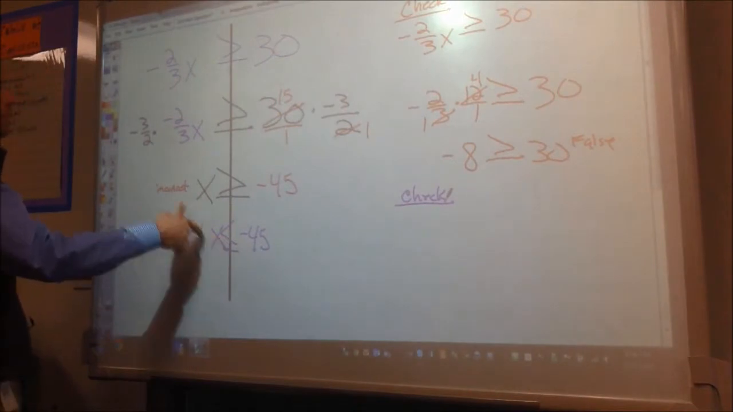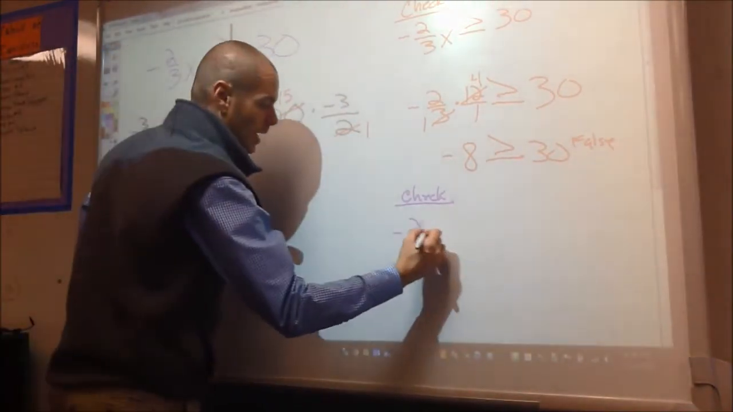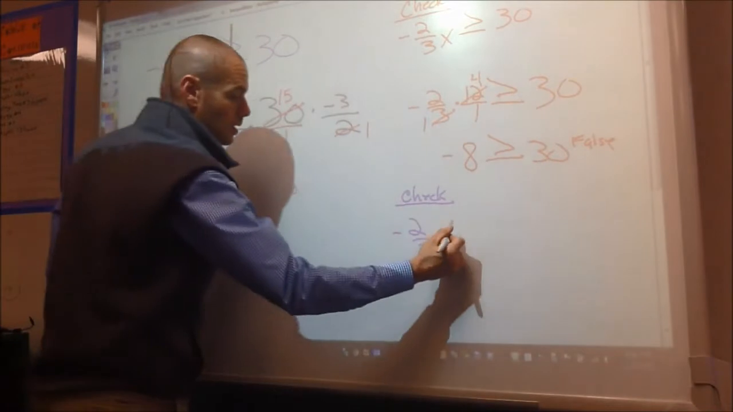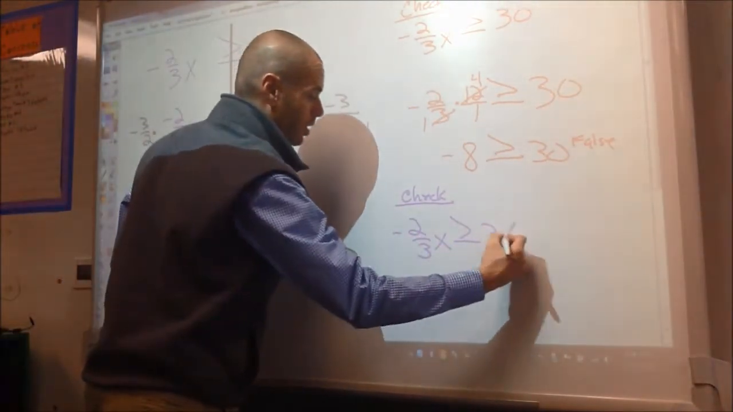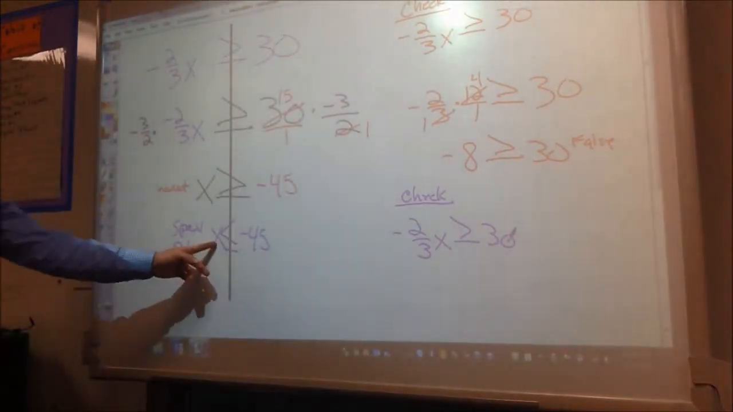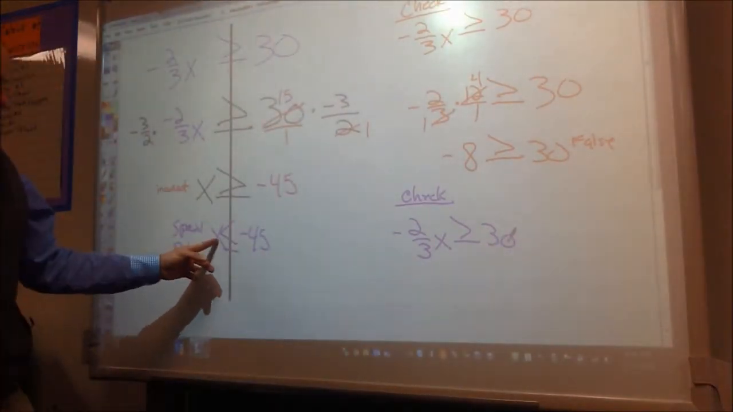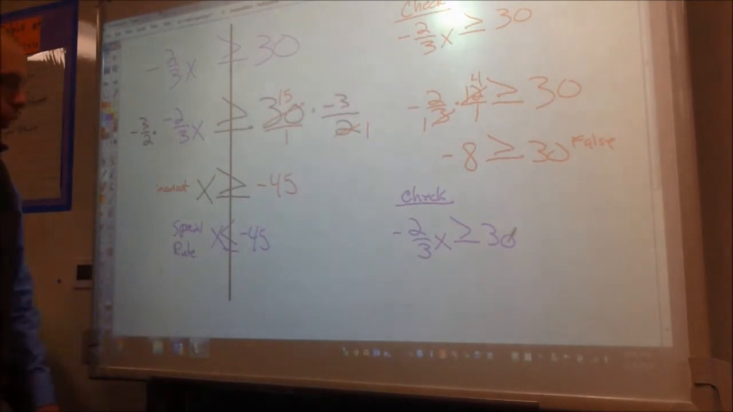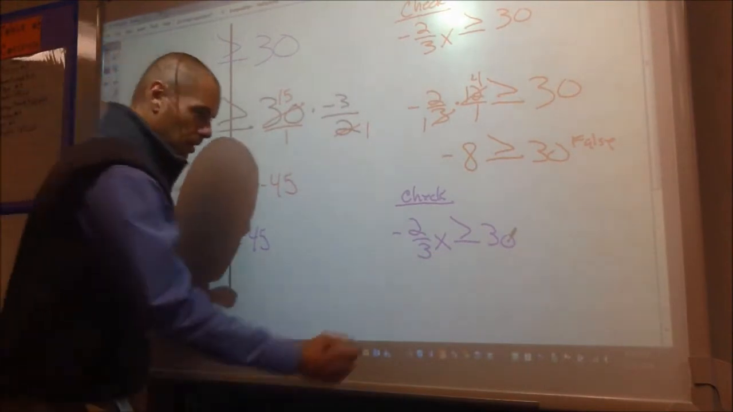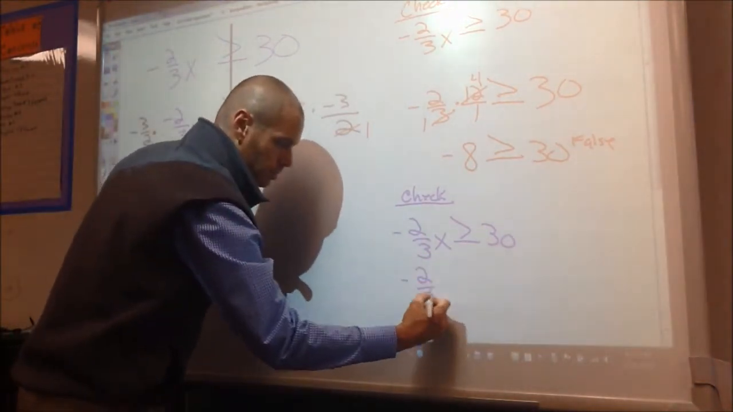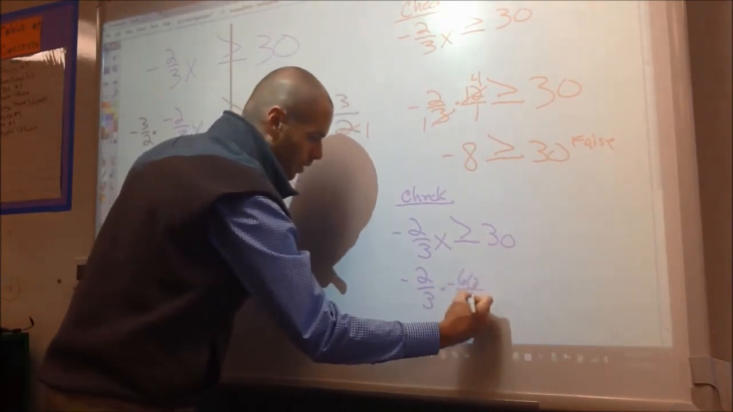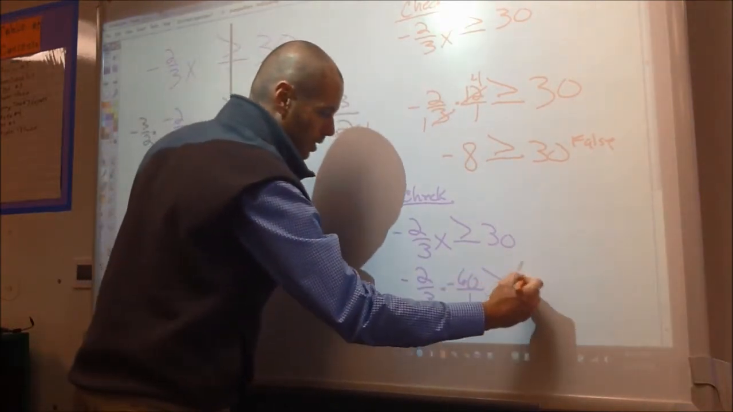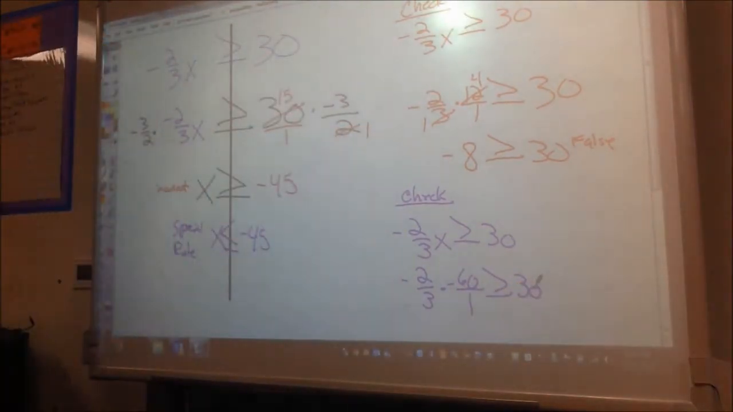Okay, I want to check that. Let's check it. I rewrite the original problem. Negative 2/3, put it up next to x is greater than or equal to 30. So I need a number that is less than or equal to negative 45. I'm going to go with negative 60. How about that? So I write negative 2/3 times negative 60/1, and I hope that's greater than or equal to 30.